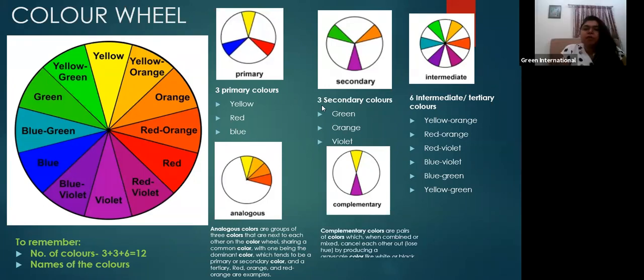So complementary colors are pairs of colors which, when combined, cancel each other. Okay. Yeah.